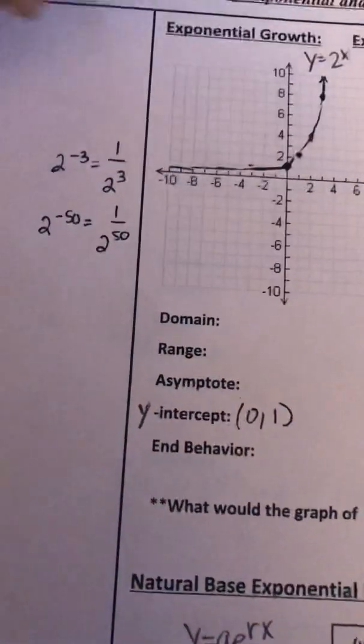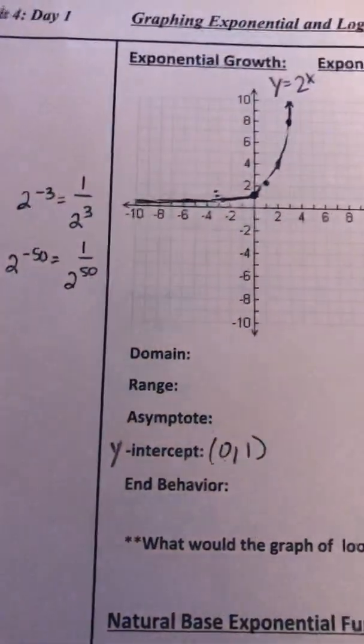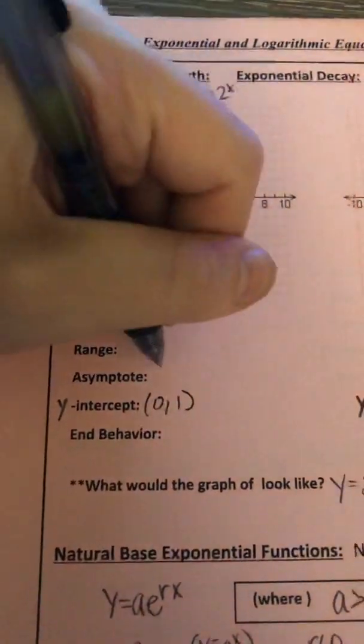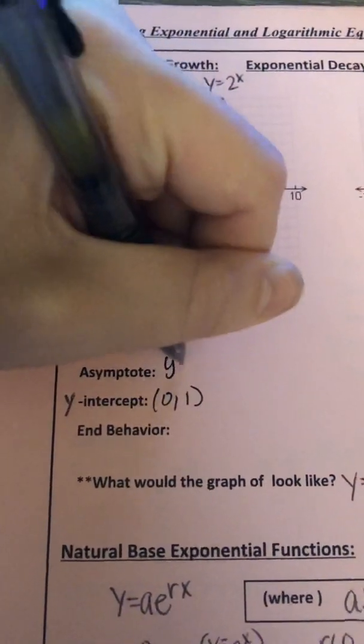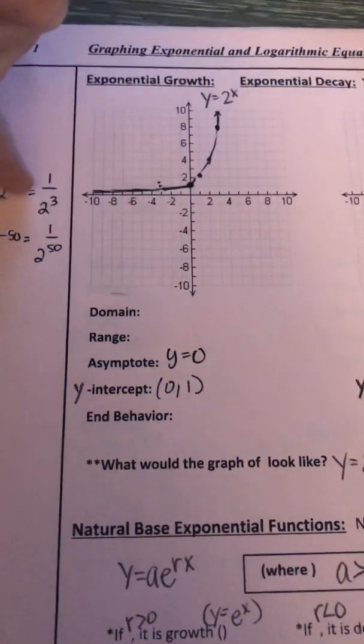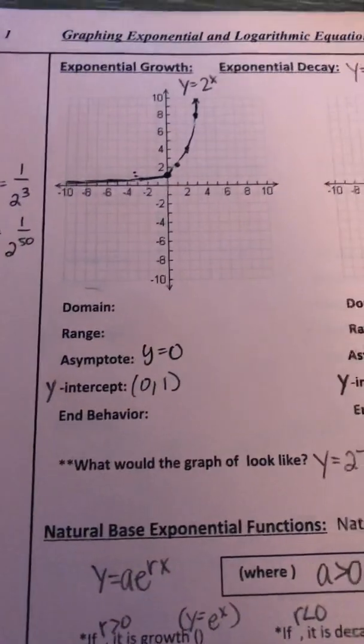So we would just be creating really, really tiny fractions, but our y value would never be 0. And this is why we have an asymptote at y equals 0. Our graph is never going to cross the x-axis into negative y values.